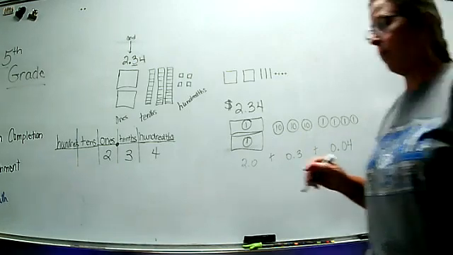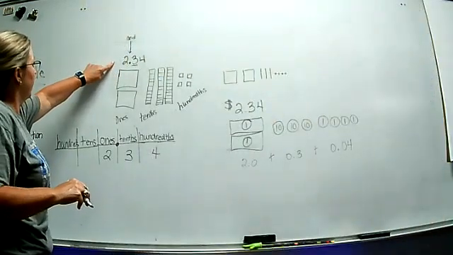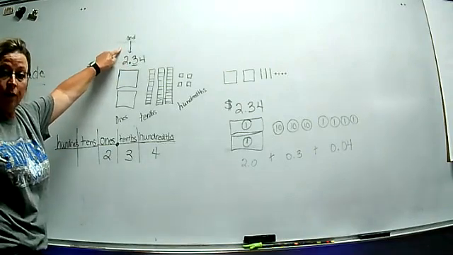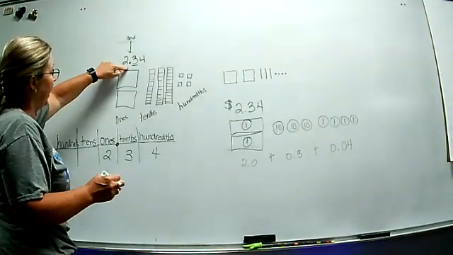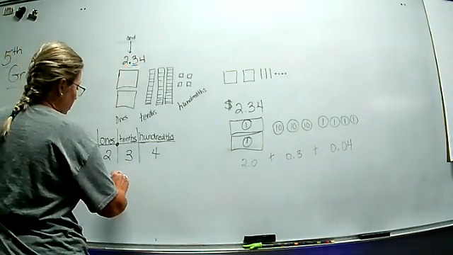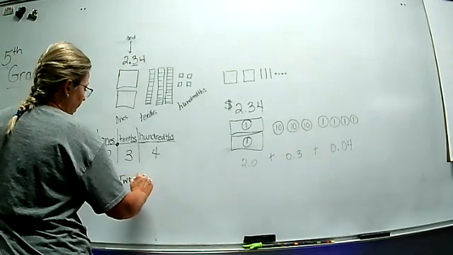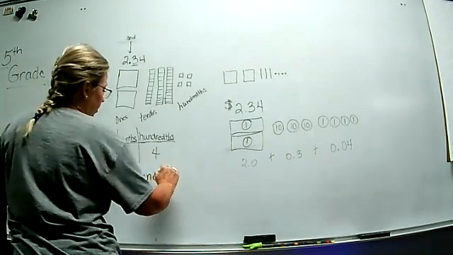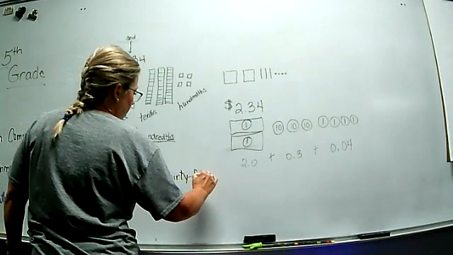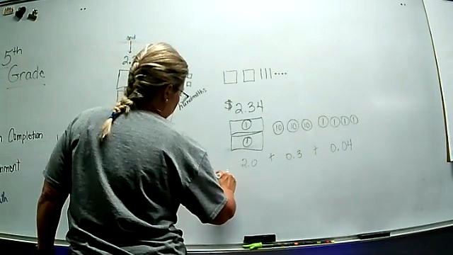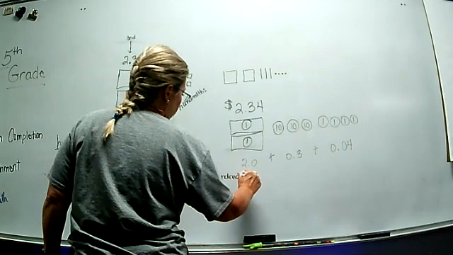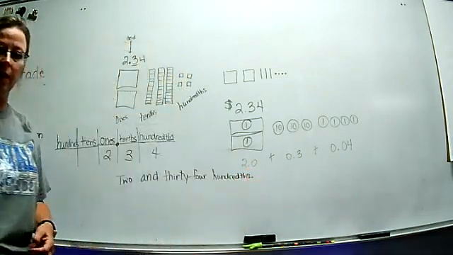Now again, I did come back to this number here, and we said that the decimal represents "and." So if I'm writing the word form of this number, it is 2 and 34 hundredths. So that is how I would write the word form. 2 and 34 hundredths. Again, big difference here. We're not talking about hundreds. We're talking about hundredths with a THS on the end.